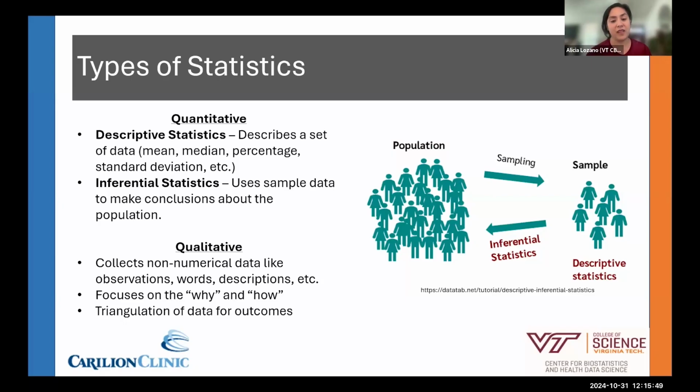And lastly, triangulation is a process where multiple data sources or methods are used to ensure the accuracy and credibility of findings. In qualitative research, triangulation often involves combining observations, interviews, and other qualitative measures to validate your outcomes. Both of these types of statistics are crucial in research. Quantitative statistics give us measurable data, while qualitative statistics provide depth and context, and together they provide a comprehensive understanding of your research questions.